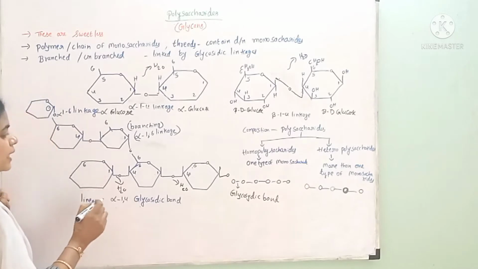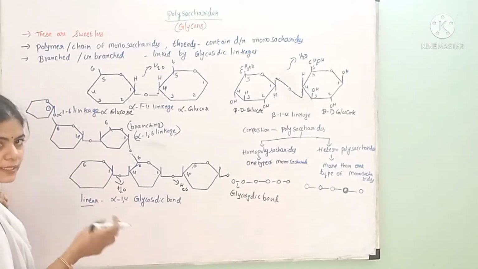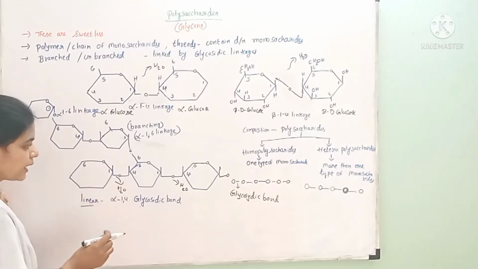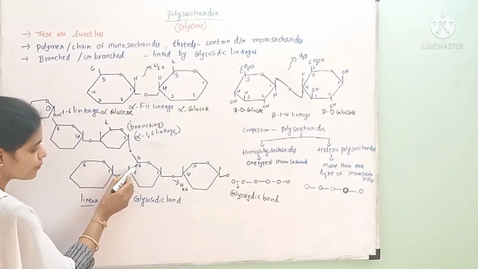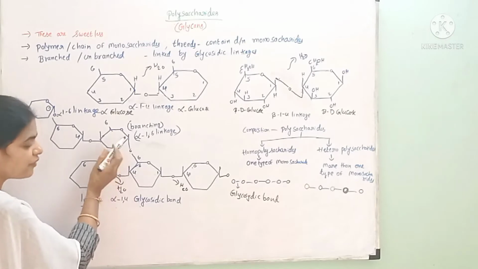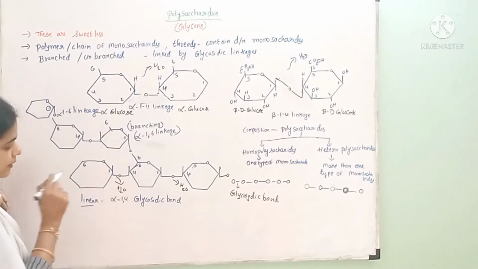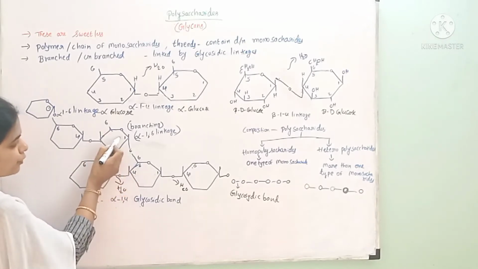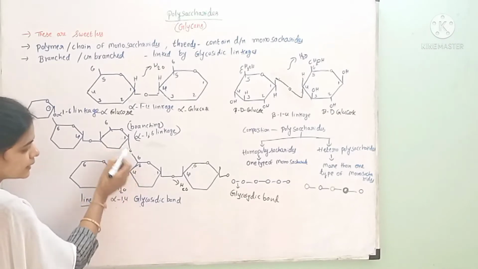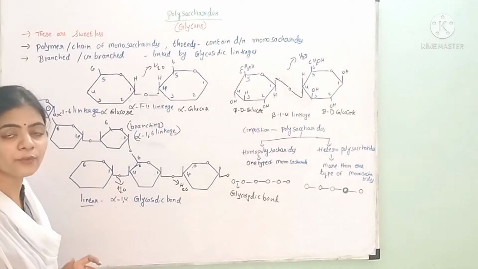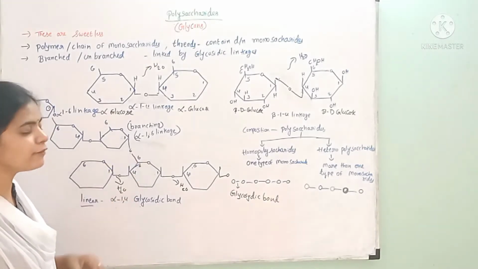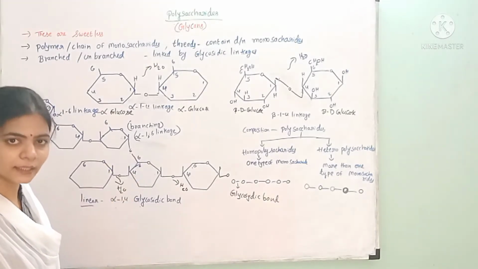And some of the polysaccharides have branching. The branching arises because of the linkage of the sixth carbon with the first carbon of another monosaccharide. Here, from the sixth carbon to the first carbon, if a glycosidic linkage occurs, that is called an alpha 1,6 glycosidic linkage.